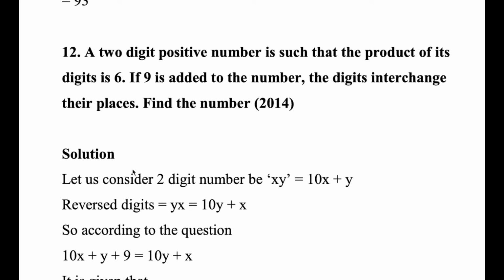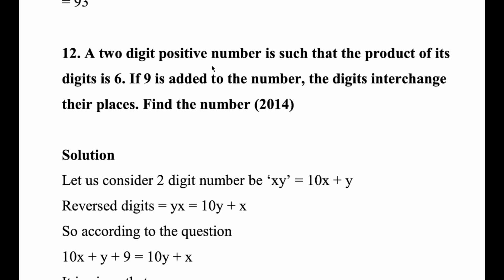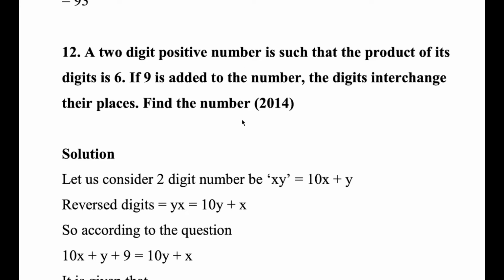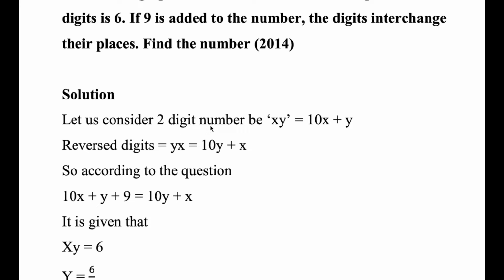Come to the next problem. A 2-digit positive number is such that the product of its digits is 6. If 9 is added to the number, the digits interchange their places. Find the number. So let us consider the 2-digit number to be xy. So the formation, as you know, is 10x plus y.